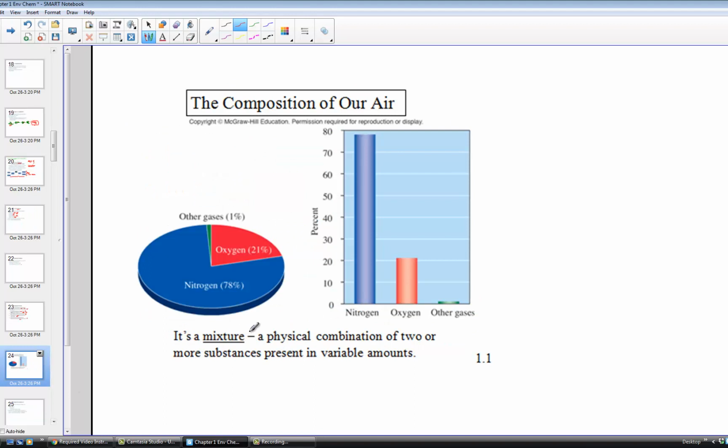So let's take a quick peek at that composition of air. Its major component, 78% molecular nitrogen. So in a bar graph, we can very clearly see, or in the pie chart, that it is the most abundant gas in nature. We have oxygen coming in at 21%, and then, of course, other gases. All of those other components make up less than 1%.